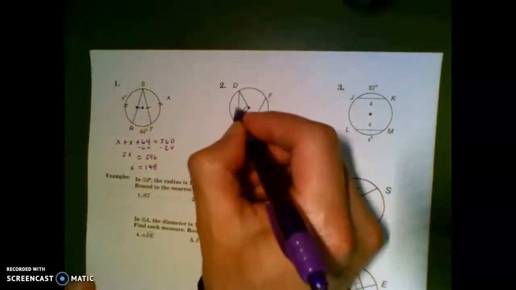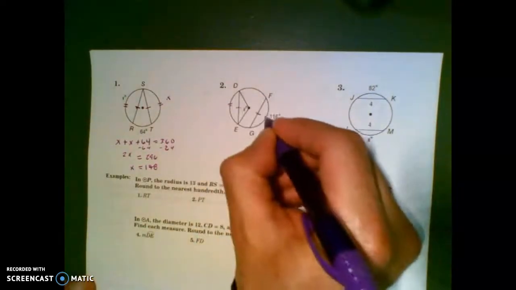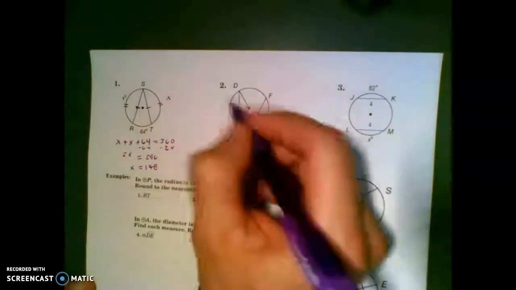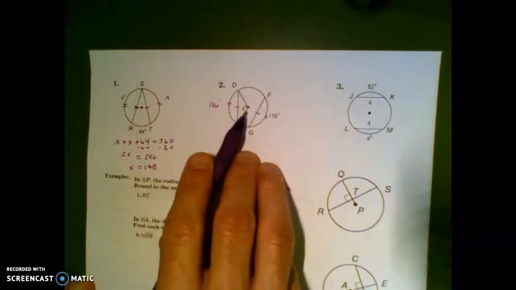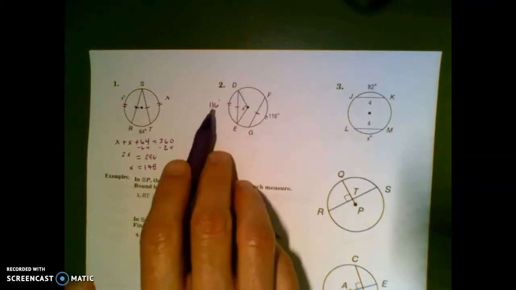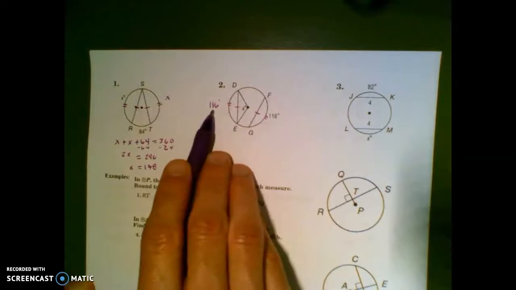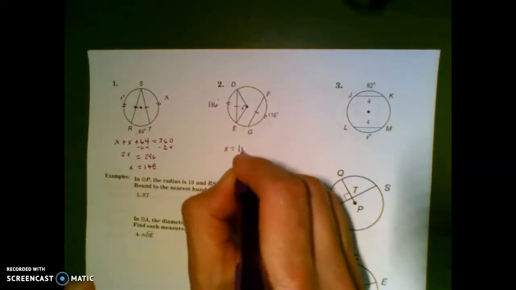Here I have congruent chords again, which means I have congruent arcs as well, here and here. So if this arc is 116, that means this arc is 116. Then I notice that I have a central angle making that arc. Central angles and their arcs that they make are always the same. That's how they get their measures, from the central angle. So if this arc is 116 degrees, that means that central angle also has to be 116 degrees.